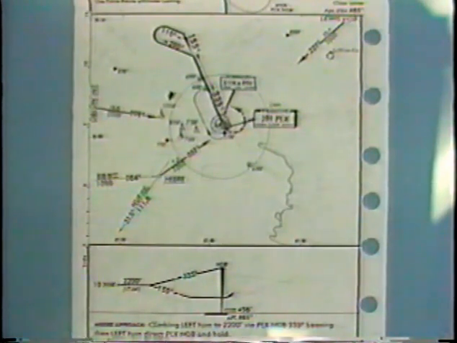An approach may not have a full complement of fixes, segments, and transitions. This approach shows an approach with no intermediate or final fix and no intermediate segment. On this approach, descent to the MDA is initiated at the completion of the procedure turn.